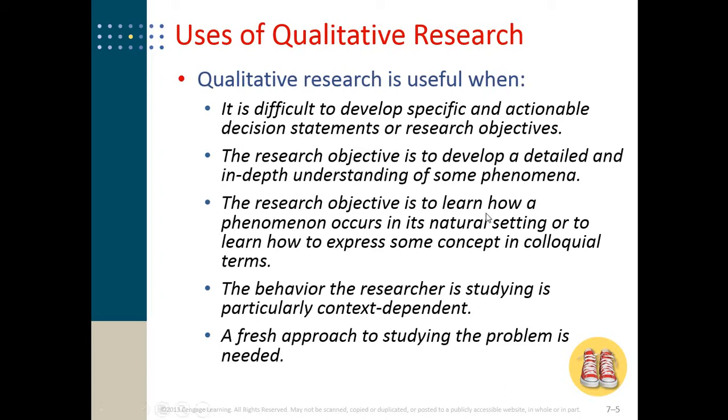And the researcher's objective is to learn how a phenomenon occurs in a natural setting. Like, you want to know how a certain business phenomenon happens in a natural setting. Then you may conduct a qualitative research. For example, you want to see how invoices are actually processed in an accounts department of an organization. Or you want to see how a particular product is used by customers. In that case, you might go for a qualitative research and you observe your respondents.